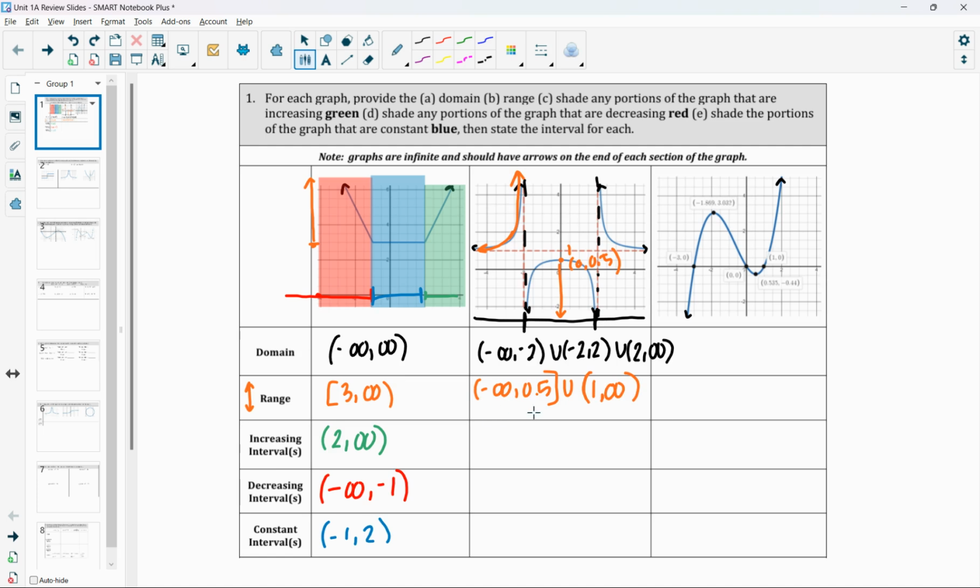So we've got from negative infinity to 0.5, and then from 1 to infinity, that 0.5 is included, but the 1 is not.